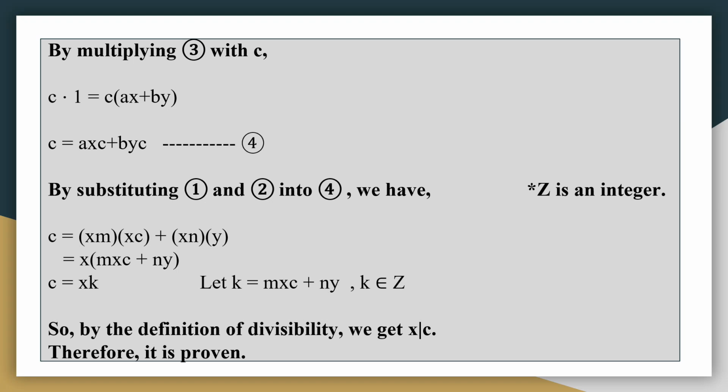So this is equal to C is equal to XK. Note that K is equal to MXC plus NY, which is an integer. So by the definition of divisibility, we get X divides C. Therefore, it is proven. Note that Z is an integer.